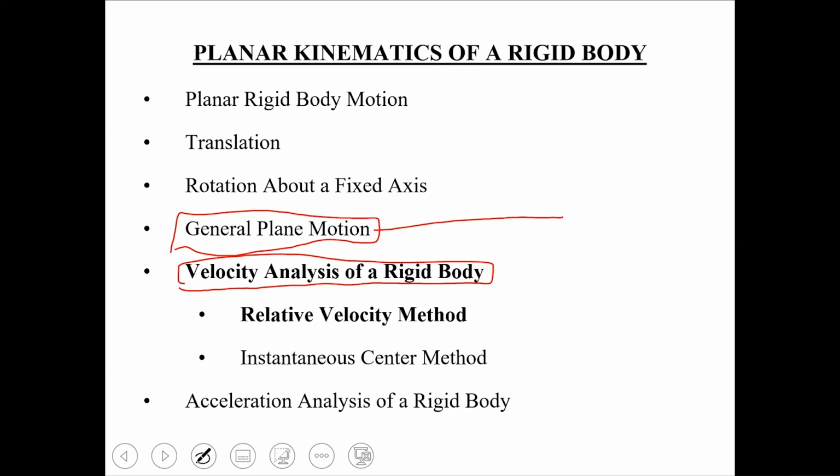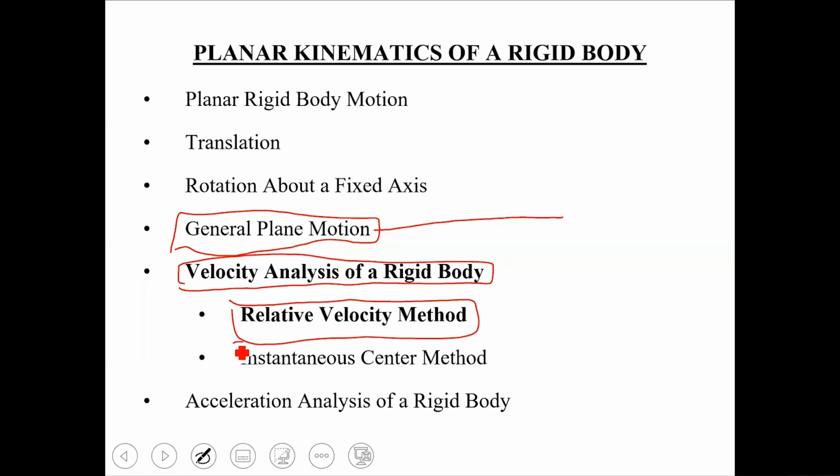Now there are two different methods of performing the velocity analysis of a rigid body which is undergoing general plane motion. The first method is the relative velocity method, which is going to be discussed today. Why is it called the relative velocity method? Because we are going to use the same relative velocity equation which we have already stated in chapter number 12 in order to relate the velocities of various points on that rigid body which is undergoing general plane motion.